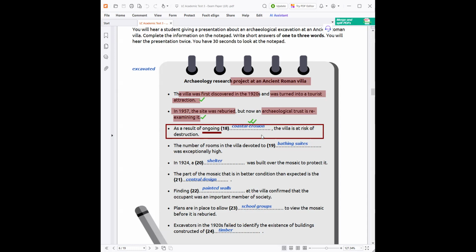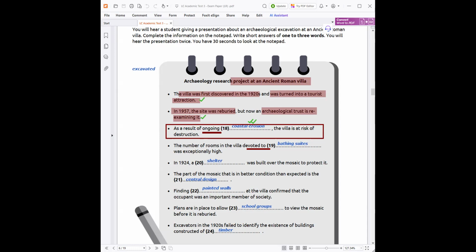So first answer 18th, right? Next statement, let's read it. The number of rooms in the villa devoted dash was exceptionally high. So there are rooms in the villa which are devoted, which are allocated. Devoted is allocated for something, right? Entrusted for something. So what is that? Let's listen to it. Human intervention is unlikely to be able to prevent this from happening, and, in fact, several rooms have already been lost since they were first excavated.